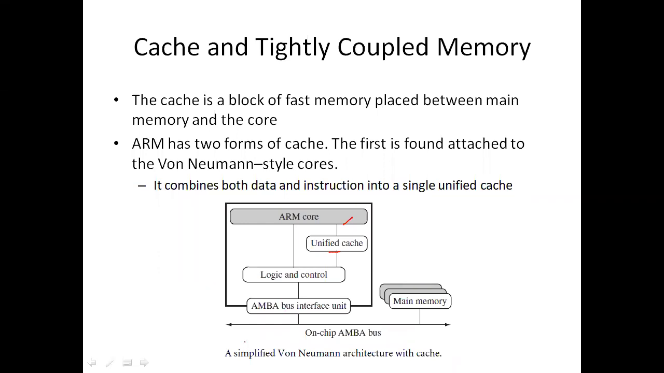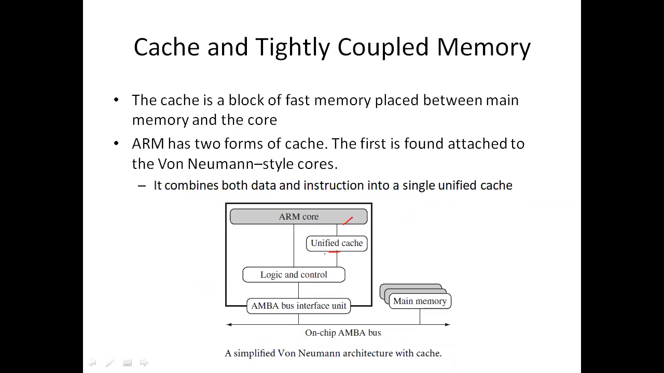ARM processor advanced microcontroller bus architecture. That is the primary bus architecture that is used in the ARM processor system. Along with that main memory, there will be a logic and control unit that will provide the necessary control signals to access the main memory and to load the data from main memory into the cache memory.